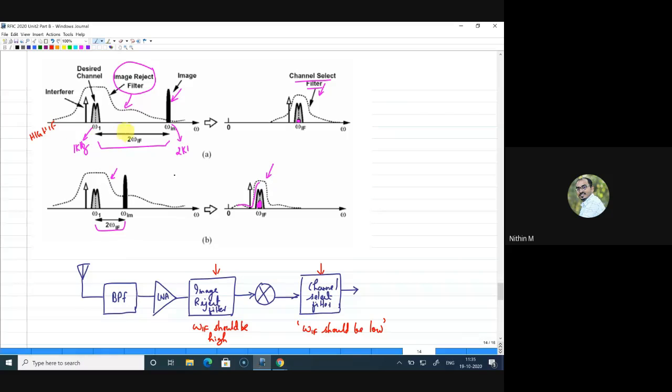Or this high IF is making this image rejection possible. Here also the IF is high. That is why the channel select filter is not able to filter out the interference very close to the desired signal, right? Similarly, if you look at the second case here, the IF is low, so the image reject filter is not able to reject images properly, but the channel select filter is able to reject the interference very close to the channel, right? I hope this is clear.